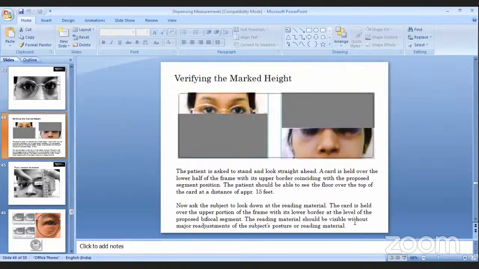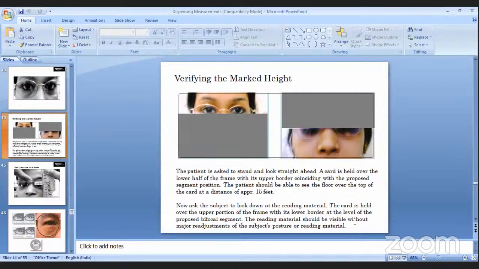Now after measuring the height, you can verify whether your height is correctly measured or not. This is a simple test. You can cover the lower half of the spectacle frame with a card, and ask the patient to look at a distance of approximately 10 to 15 feet. If you can see the floor without obstruction from the top edge of the card, the height is correctly measured. You can do the same for near vision also.